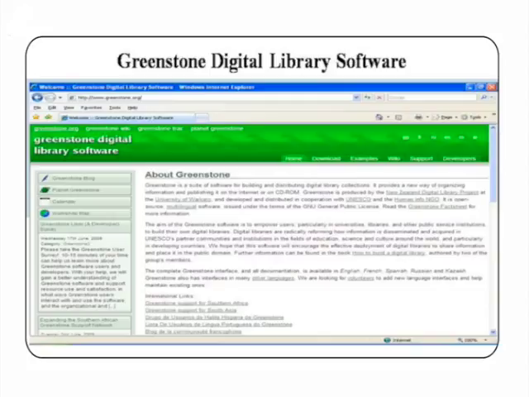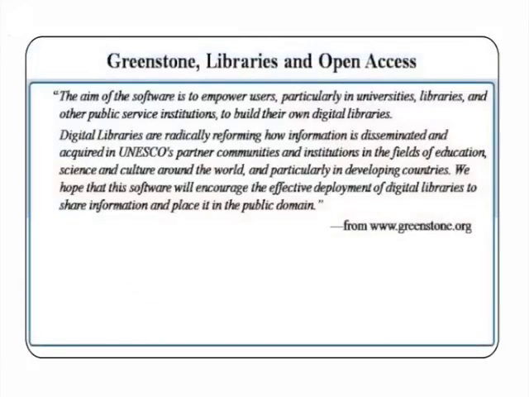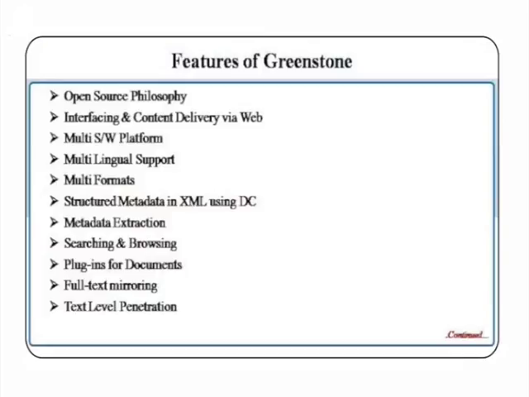And what is Greenstone then? In simple words, it is a tool to build digital libraries. The aim of the software is to empower users, particularly in university libraries and other public service institutions, to build their own digital libraries. You have the definition of digital libraries. You have been listening about digital libraries, so I'll skip this. You can read it from my slide. After discussing the features and all other parameters for digital libraries, now we have come to Greenstone. So let us see what features Greenstone offers.